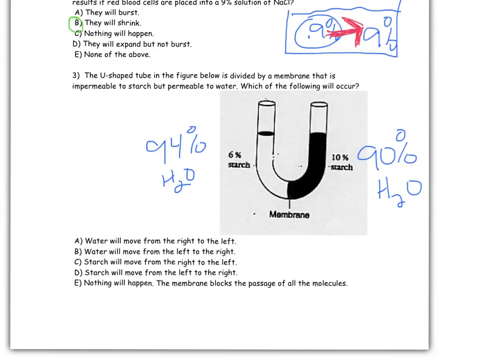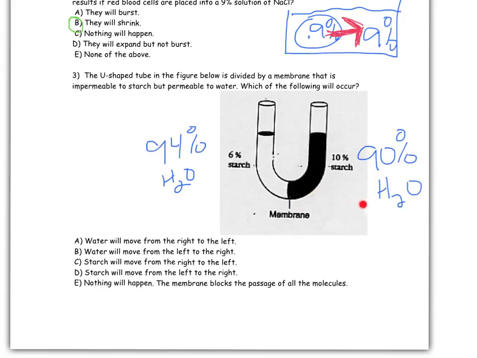Which of the following will occur? Water will move from the right to the left. Well, first let's think about it. Before we even start trying to choose, my suggestion is that you figure out which way water is going to move, if it's going to move anywhere. Well, if this side is 10% starch, you could try to figure out where the water is the highest. Water's highest here. So you can try to figure this out in two different ways. What a lot of kids think is more difficult, though some kids think is easier, is that 94% high is going to move towards the 90%, which is low. You can think of it that way.